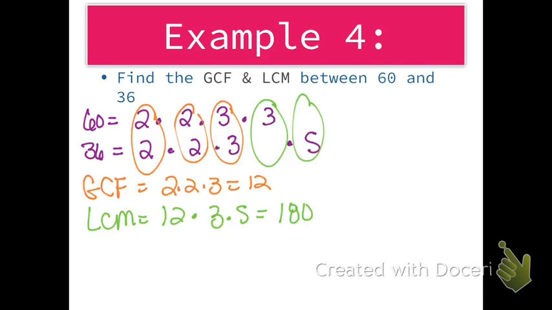So here we have our 60 written out as 2 times 2 times 3 times 5, and our 36 written out as 2 times 2 times 3 times 3. Everything lined up. GCF, finding our stacks where we have things in common. So both numbers have common factors of 2, 2, and 3. So our GCF is 12. LCM, you start with the 12, and then you multiply the leftover columns. So we need another factor of 3 and another factor of 5. So our LCM is 180.